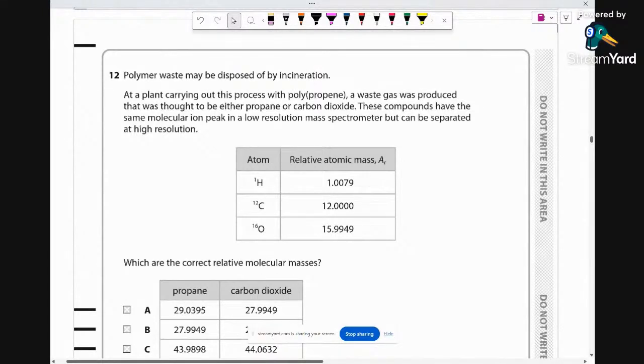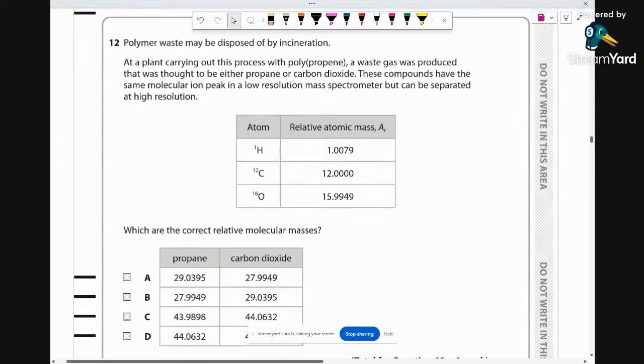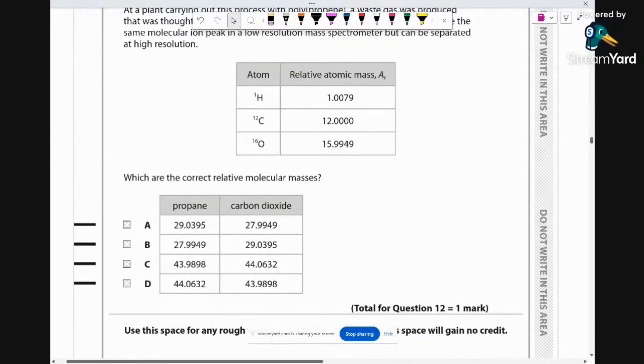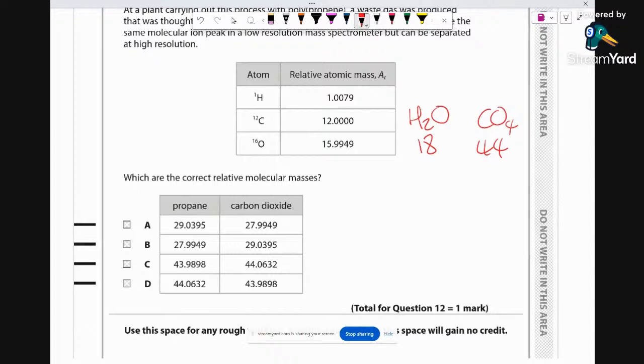At a plant carrying out the process, polypropylene or waste gas was produced, thought to be either propane or carbon dioxide. This compound has a molecular ion peak, low resolution. Okay, which one is the correct relative masses of the 2? Well, I hope by now that you guys know that people know Mrs. You start to pick them up, even at GCSE. Water weighs 18. The way I remember that, by the way, is because it's the year you stop drinking it. And carbon dioxide has a mass of 44. So straight away, I can pick up that chances are propane has a 44 as well, because that's why they're comparing them.